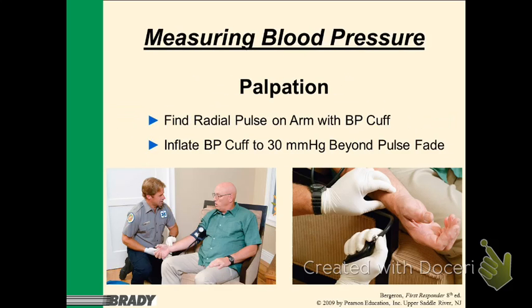Alright? So now I find the radial pulse. I pump up the blood pressure cuff until I can't feel the radial pulse anymore. Because this is like a tourniquet now. It's occluded off the radial pulse. I can't hear it or feel it anymore. Then I slowly release the pressure.